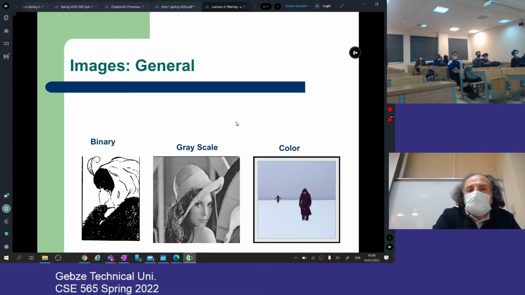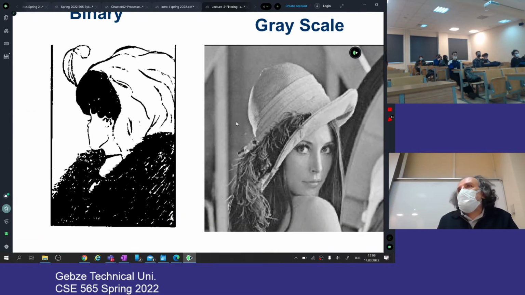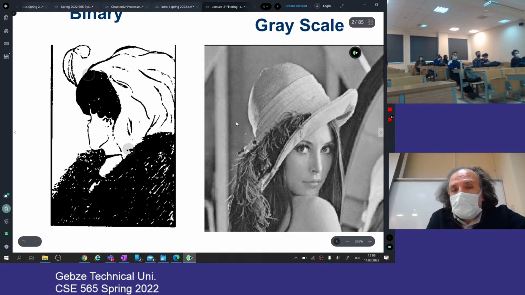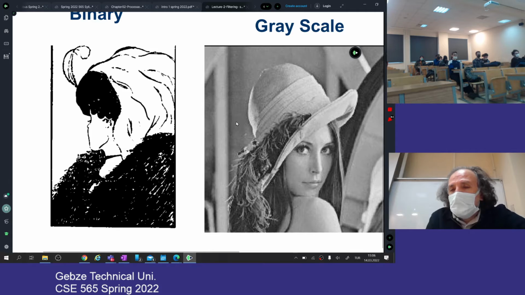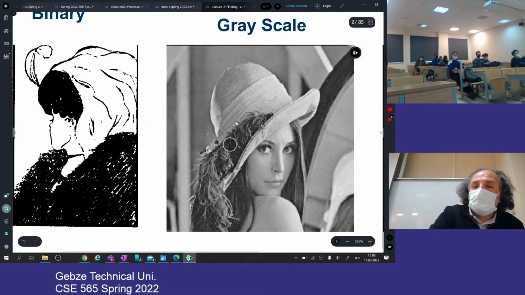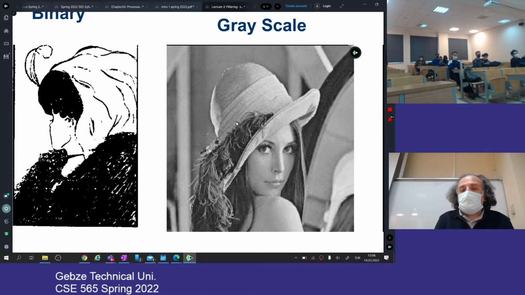Well, for the binary images, everything is either, as the name implies, 1 or 0, binary, black or white. These are the true black-and-white images. This is not a black and white image, this is a grayscale image. Why? Because for this one, each pixel value changes from 0 to 255 most of the time. Okay, so it's a grayscale image. So each pixel represents an intensity between very dark to very bright.